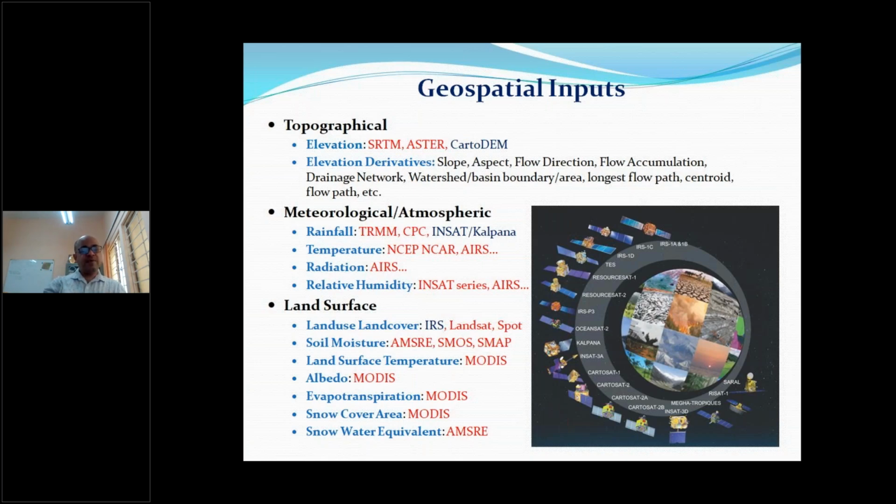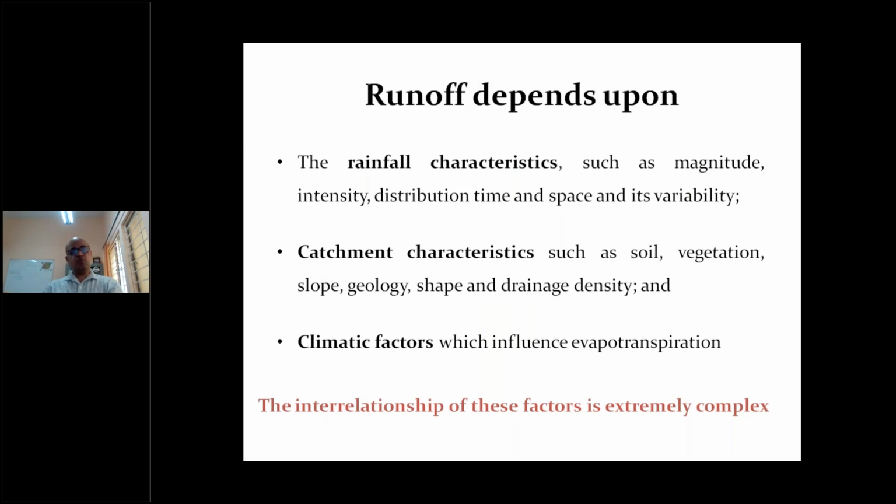Now, land surface parameters like land use, land cover, soil moisture, land surface temperature, albedo, evapotranspiration, snow cover, snow water equivalent, and change in snow water equivalent can all very well be derived using remote sensing inputs, and these are very essential parameters in hydrological modeling. In coming slides, when we discuss hydrological models, you will get to know where remote sensing or geospatial technology is helping us in generating inputs or validating the output.